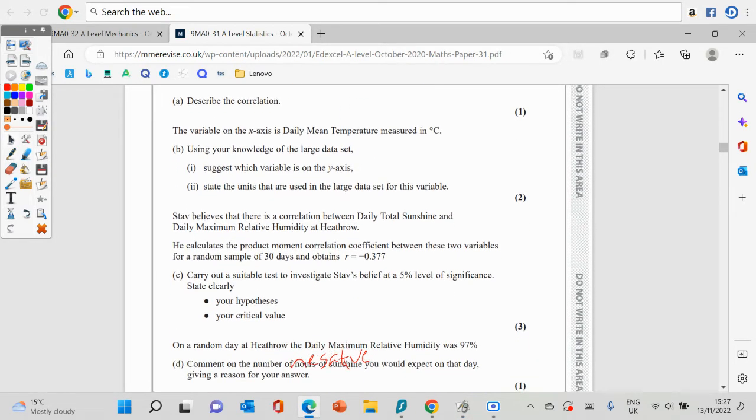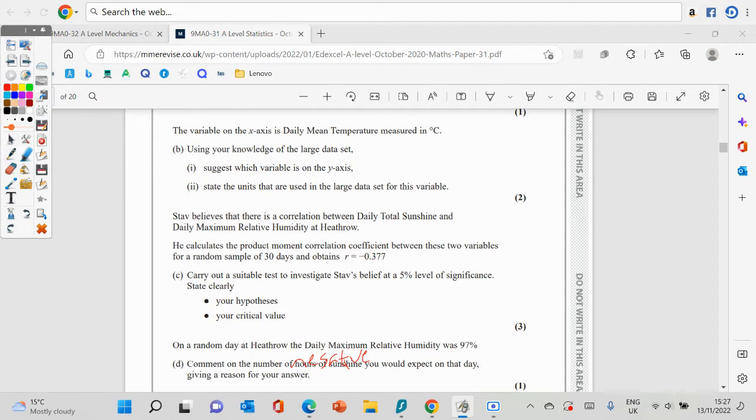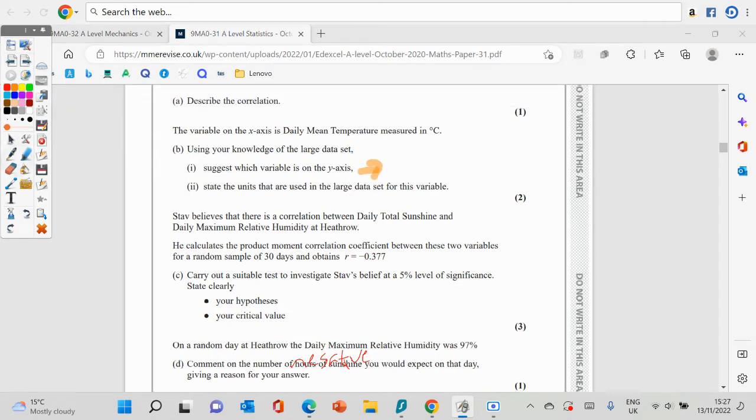The variable on the x-axis is daily mean temperature measured in degrees centigrade. Using your knowledge of the large dataset, suggest which variable is on the y-axis. Okay, well let's think about this. If we've got daily mean temperature, then we could have something about rainfall, perhaps. Rainfall's not a bad shout. Now, the units that rainfall is measured in is millimeters. So make sure we state that out.